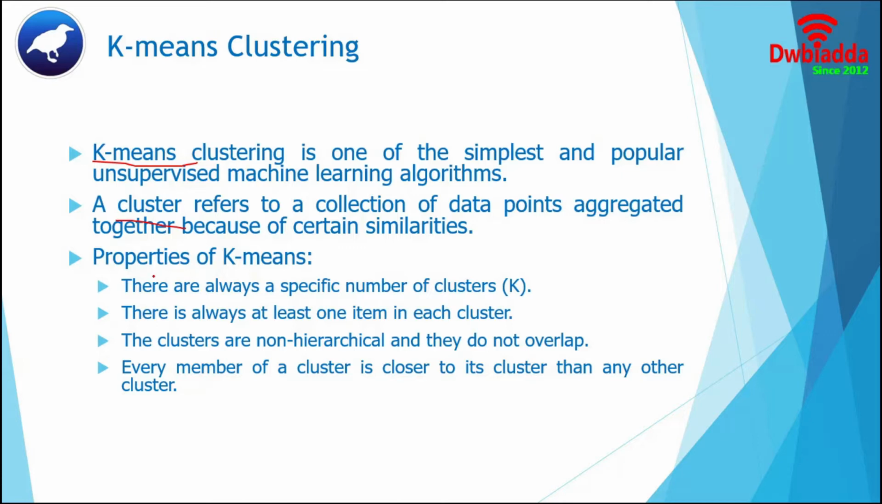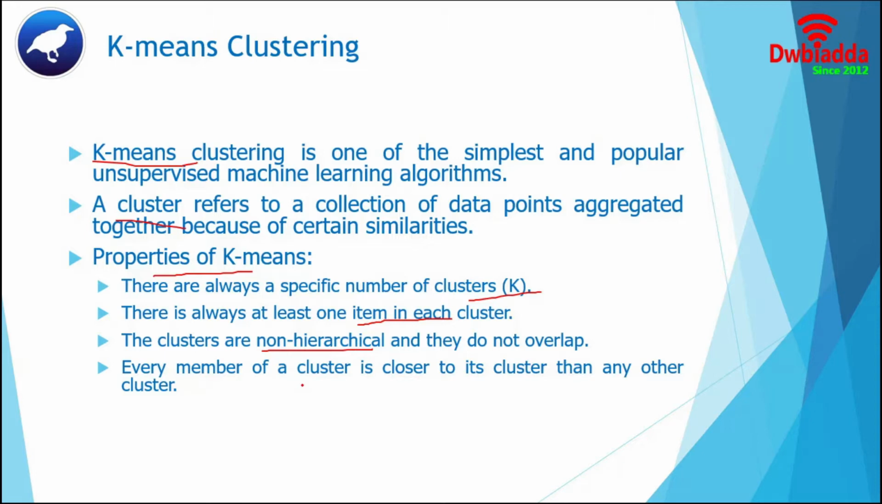The basic properties of K-means algorithms are: we must specify a specific number of clusters K, and the clusters cannot be empty. So there should always be at least one item in each cluster. Clusters are non-hierarchical and they do not overlap. Finally, any member of any cluster will be closer to that specific cluster.